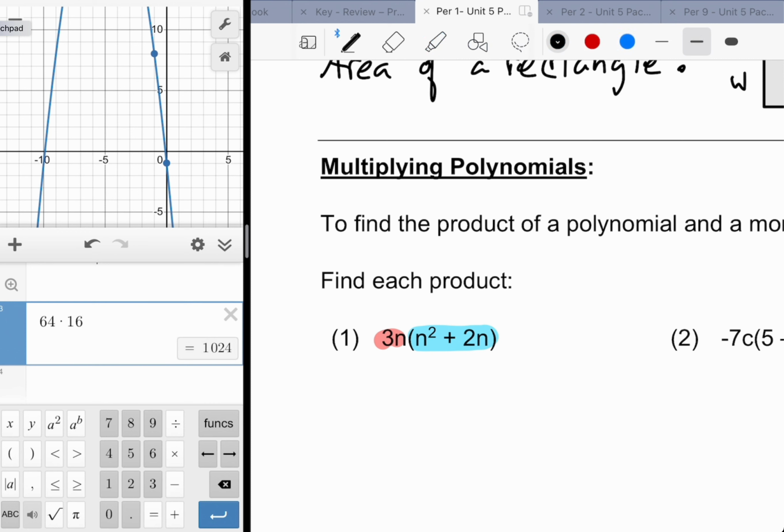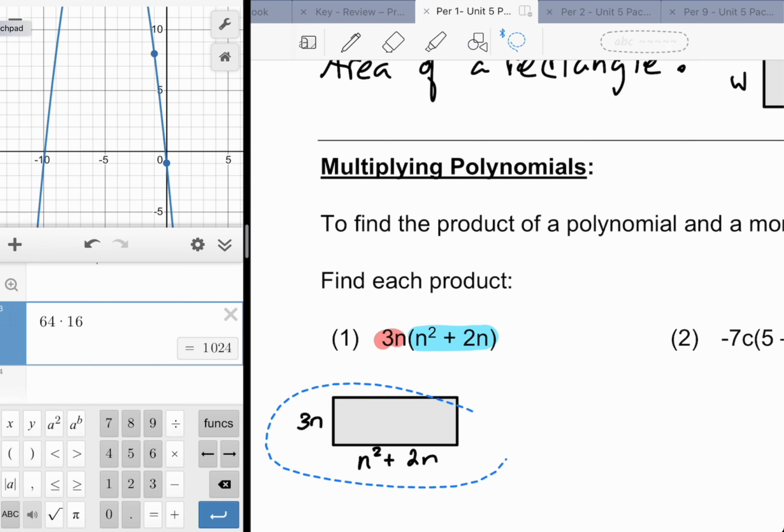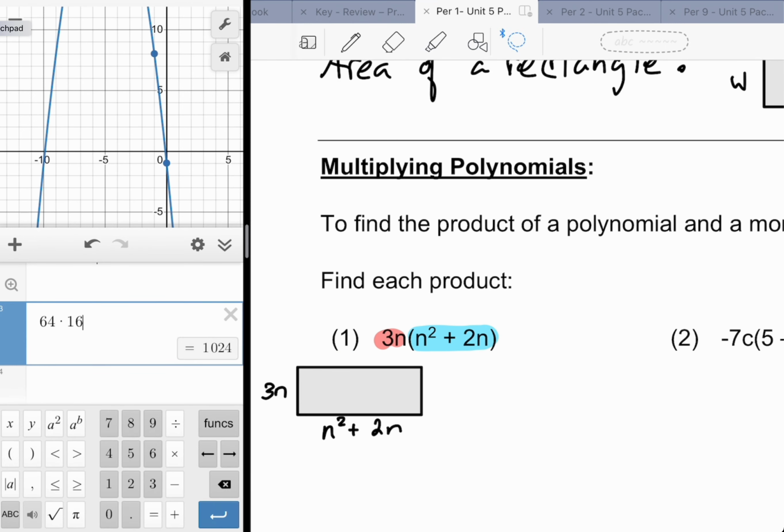All right, so what I would do is look at this and say, well, one of these factors, and by the way, I keep saying factors. Factors are numbers that are part of a product. Product is multiplication. So when I multiply two things, each of those two things is a factor. I'm going to call one of these sides 3n and the other side n squared plus 2n. That seems reasonable enough. If I said draw a rectangle and label it using the two factors, that's probably what you'd come up with.